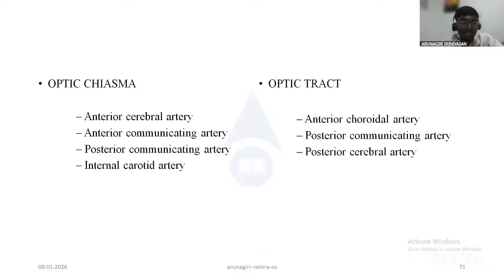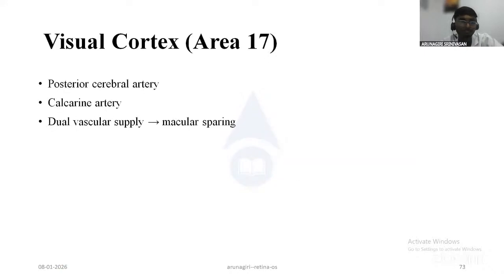Optic chiasma: anterior cerebral artery, anterior communicating artery, posterior communicating artery, internal carotid artery. For the optic tract: anterior choroidal artery, posterior communicating artery, posterior cerebral artery. Visual cortex, area 17: the blood supply is the posterior cerebral artery and calcarine artery, a dual vascular supply, giving macular sparing.